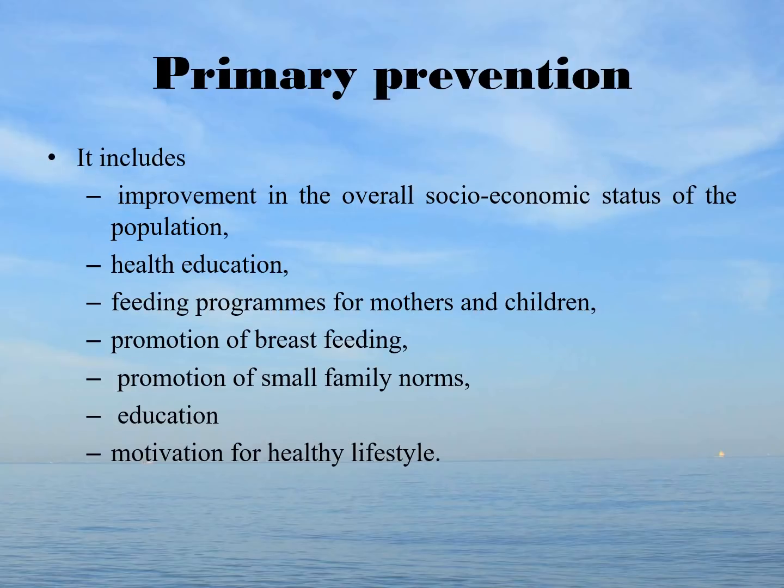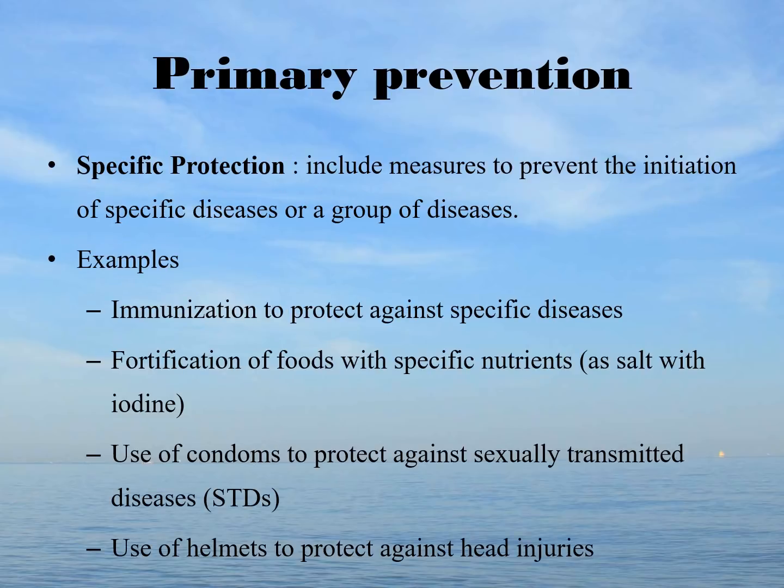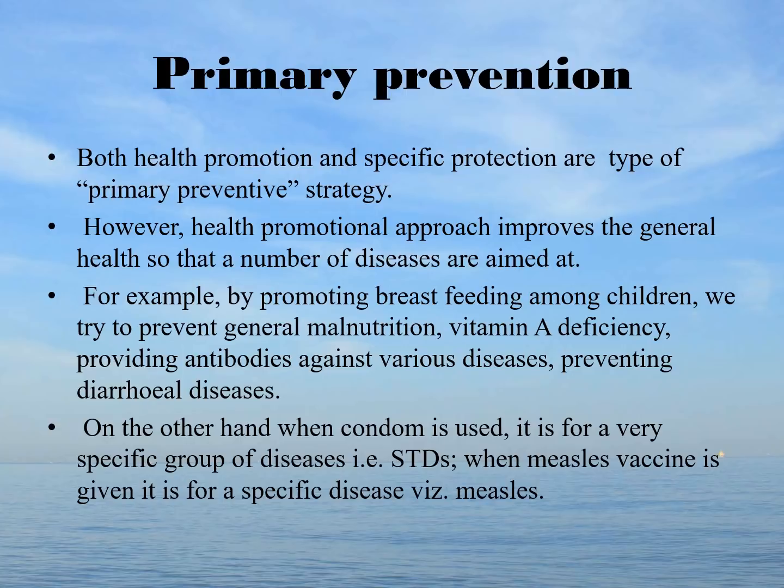What are the examples of primary prevention? It would include improvement in the overall socioeconomic status of the population, health education, feeding programs, promotion of breastfeeding, promotion of small family norms, education, and motivation for a healthy lifestyle. Specific protection, on the other hand, includes measures to prevent the initiation of specific diseases or a group of diseases. Examples would be immunization, fortifying foods with nutrients, use of condoms to protect against STDs, and use of helmets to protect against head injuries. So both health promotion and specific protection are types of primary preventive strategy.